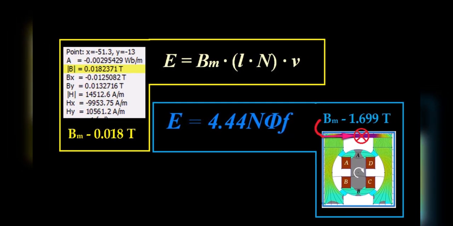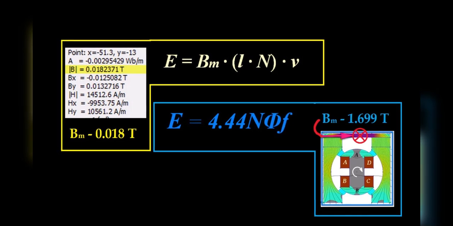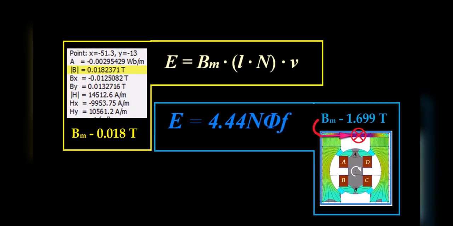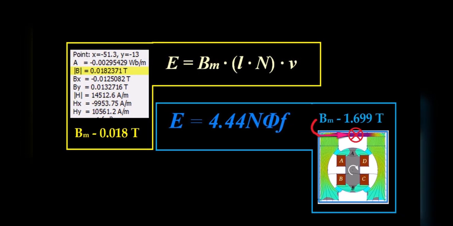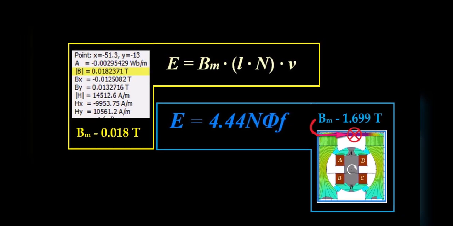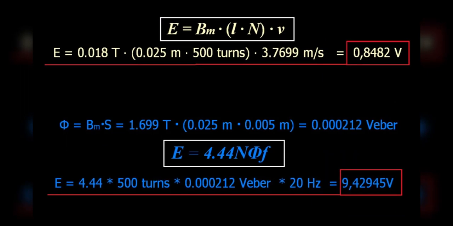Using the transformer EMF formula, we will take the maximum magnetic induction calculated at the place where all the magnetic lines pass. This is a metal jumper connecting two permanent magnets. We got very different results.